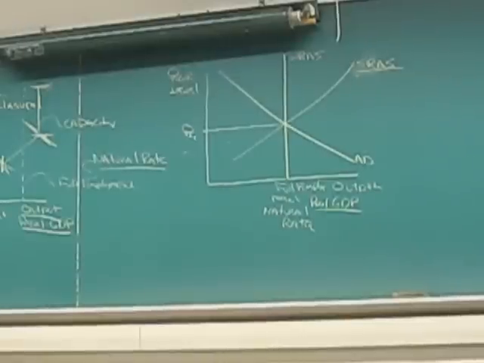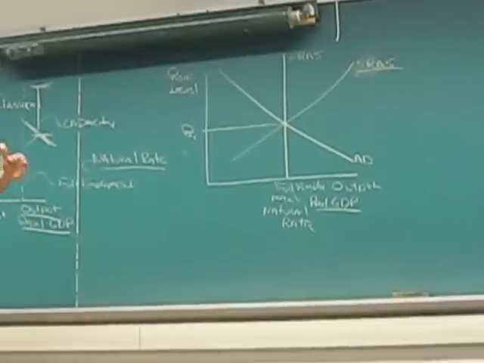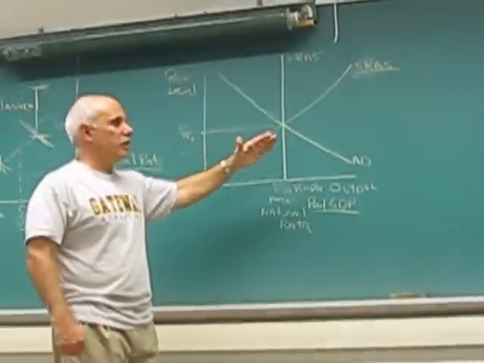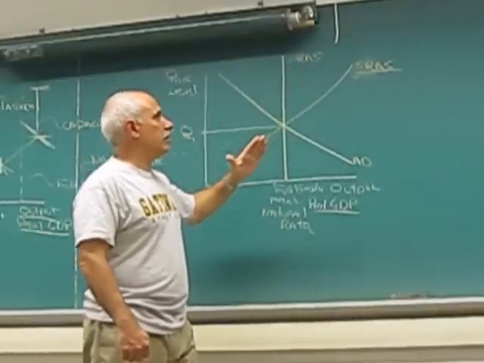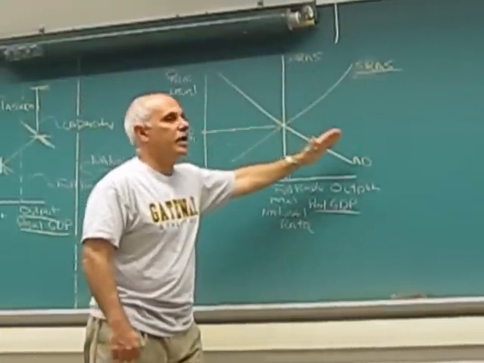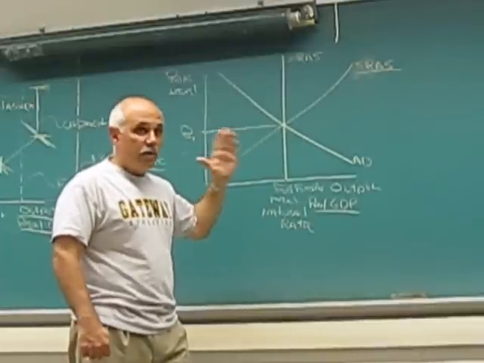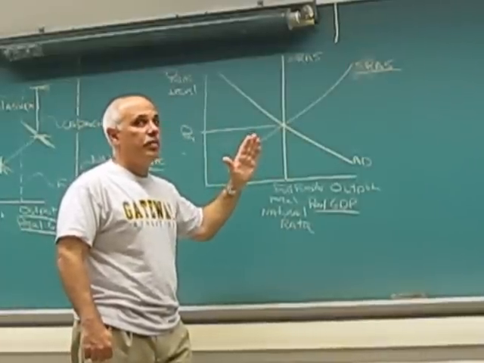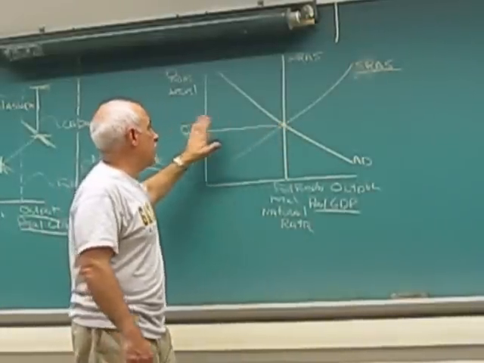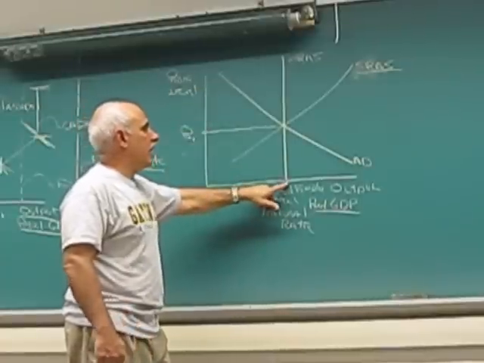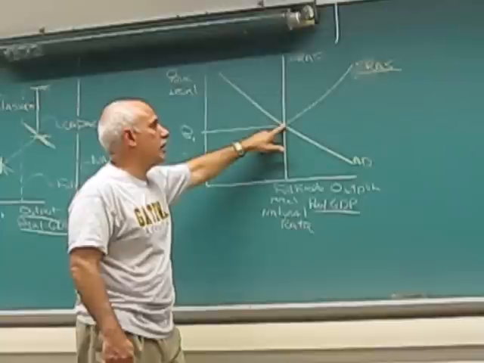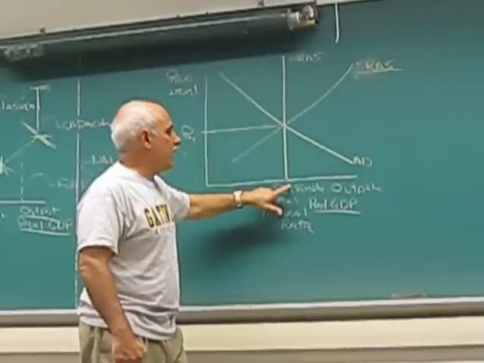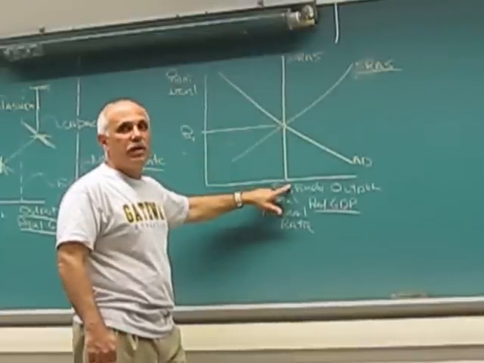Now, it took us weeks and weeks to get to this illustration. We said, okay, we've got short-run aggregate supply, long-run aggregate supply, and aggregate demand. And we say, at long-run equilibrium, the economy can be at any price level, but the output, short-run aggregate supply and aggregate demand will be equal at the full employment level of GDP.